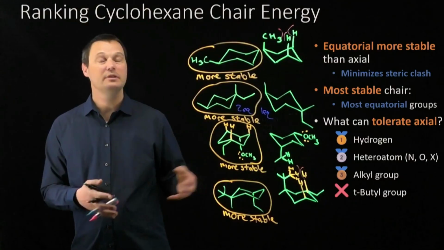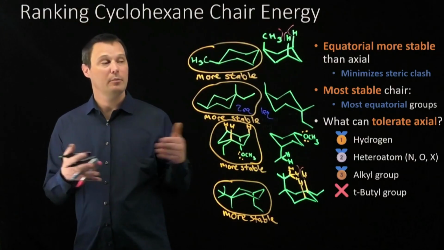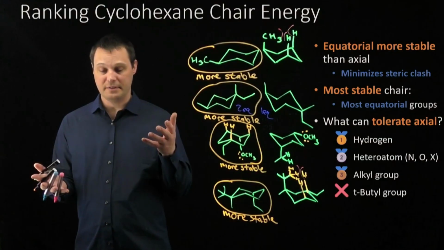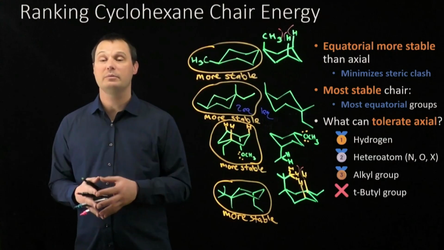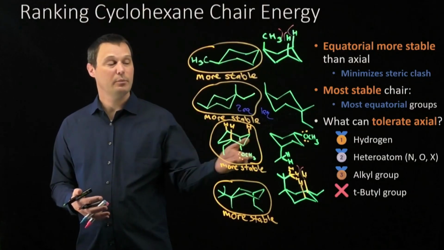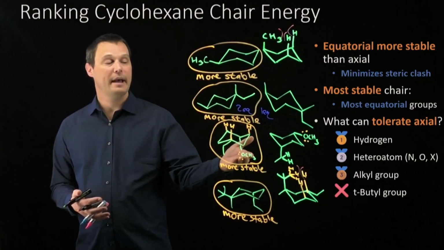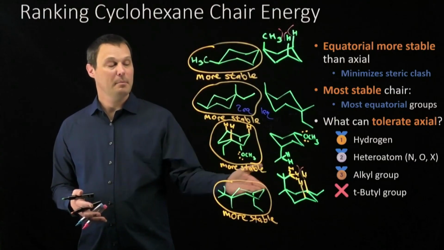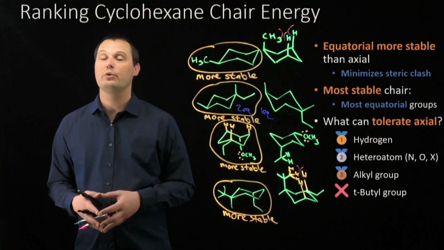So here's your full decision-making process. Count the overall number of equatorial groups. The more equatorial group structure will win. If both molecules have the same number of equatorial groups, they may really just be the same energy. But if we have to, we can prioritize putting a heteroatom group in the axial position, and that will be more stable than an alkyl group. And finally, the T-butyl group must be equatorial, even if that means more groups end up being axial.